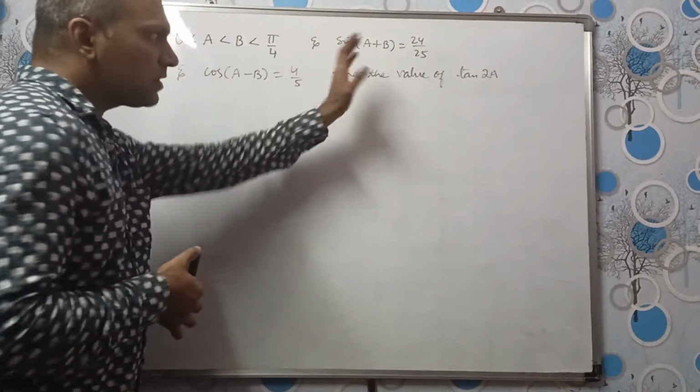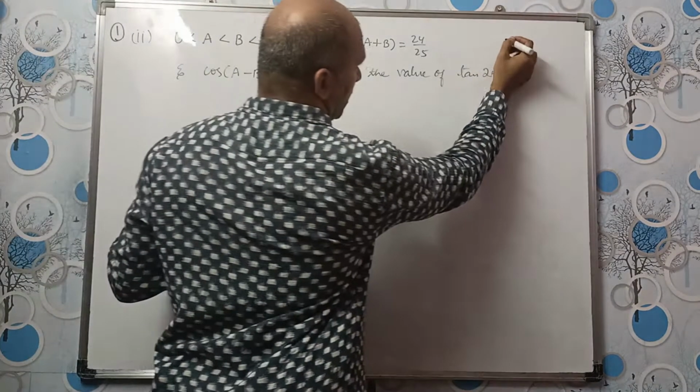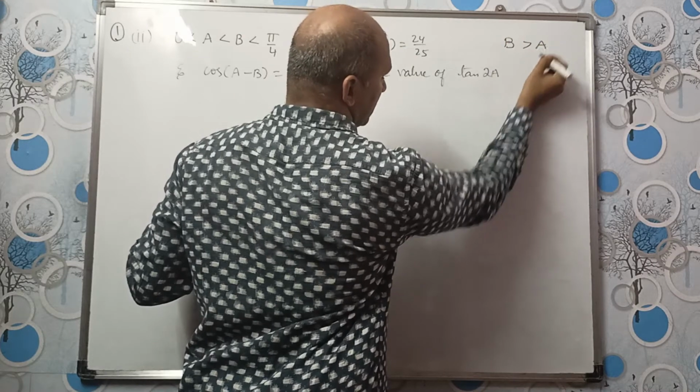We have an important question here. Most of the students will make a big blunder in this question. In finding the answer, let us check: 0 is less than A, less than B, less than pi by 4. That means A is greater than 0, B is greater than A, and pi by 4, that is 45 degrees, is greater than B. So here one thing you should notice, B is greater than A.